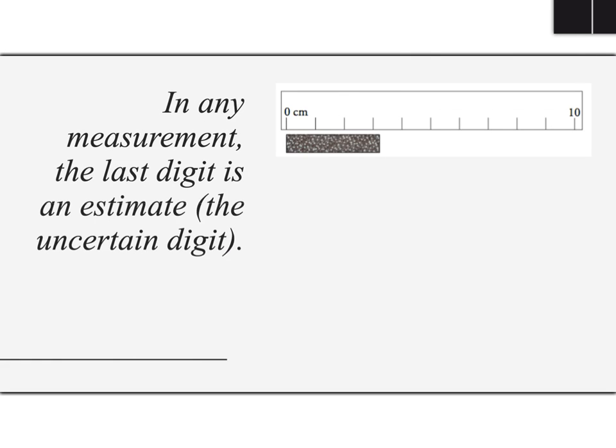In any measurement, the last digit is an estimate, the uncertain digit. So when we look at this measurement right here, if we're measuring this, we've got 1, 2, 3. We know that there is the 3 centimeters and it's a little bit after it. So if we were to make an estimate on this measurement, we would probably estimate this to be about 3.2 centimeters or maybe 3.3, and both would be valid measurements. We would have that estimated digit right here. These are the certain digits, and the 2 and the 3 would be our estimated digit.